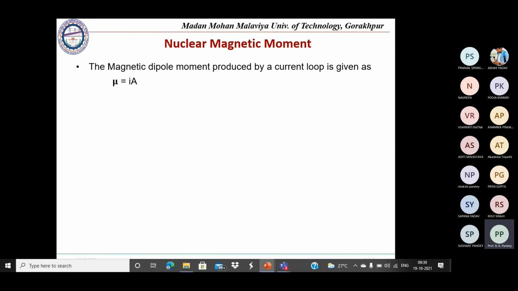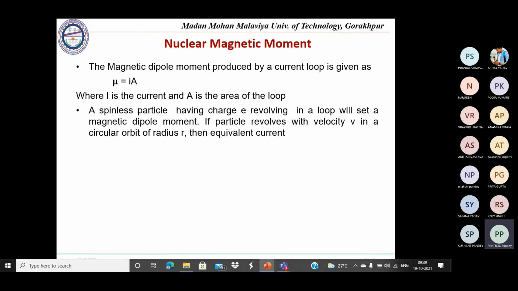So mu, if we are considering the magnetic dipole moment, is equal to I into A, where I is the current and A is the area of the loop in which the electron is revolving around the nucleus. And obviously, if a loop has been formed in which the charge is moving, then that will contribute the current. And this mu is equal to I into A.